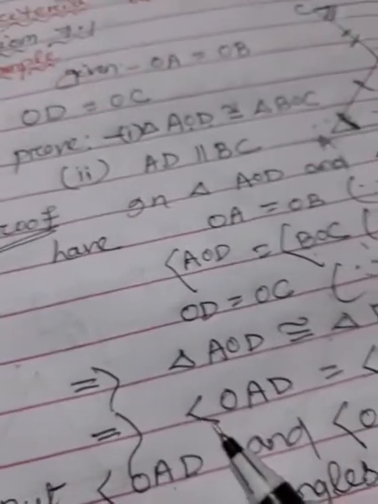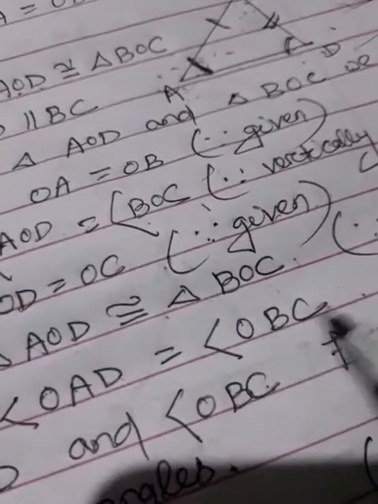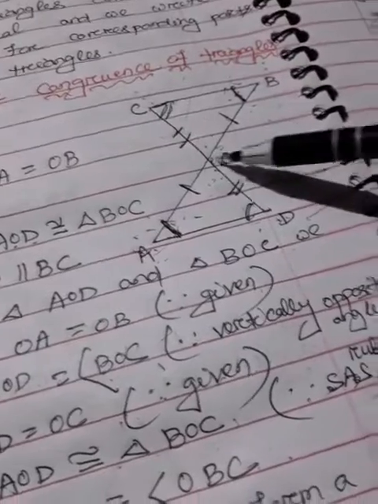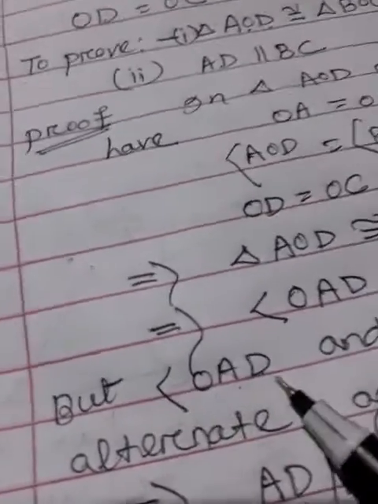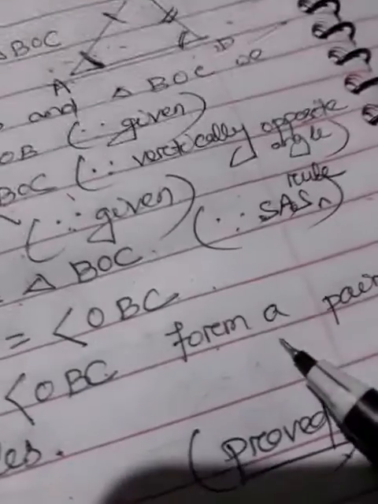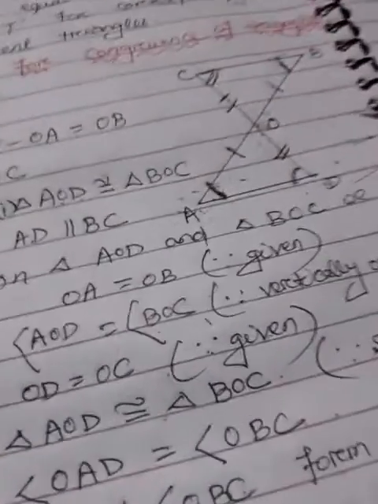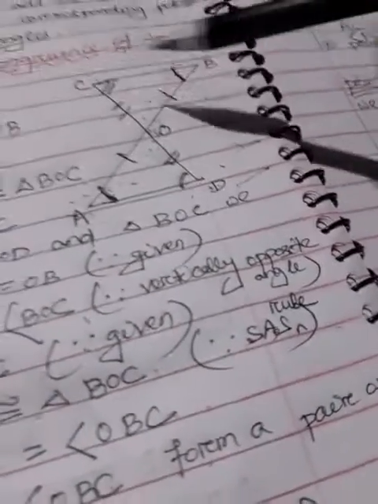Triangle AOD is congruent to triangle BOC by SAS rule. This implies that angle OAD is equal to angle OBC, and angle OCB is equal to angle ODA. We can write angle OAD is equal to angle OBC, but angle OAD and angle OBC form a pair of alternate angles. This implies that AD parallel to BC. Proved.